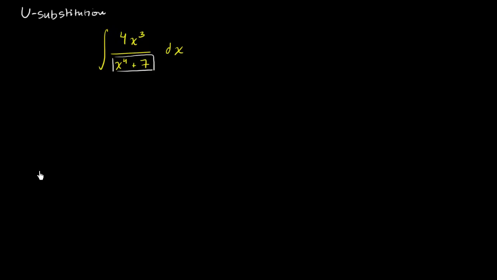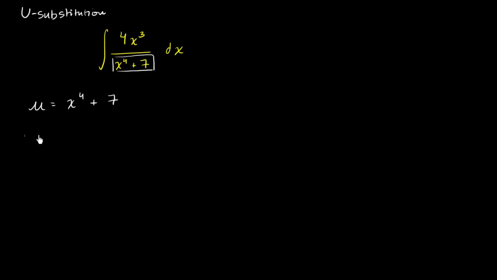So given that, what would you want to set your u equal to? I'll let you think about that, because if you can figure out this part, then the rest will just boil down to a fairly straightforward integral. Well, you want to set u equal to the expression that you have its derivative laying around. So we could set u equal to x to the fourth plus 7.